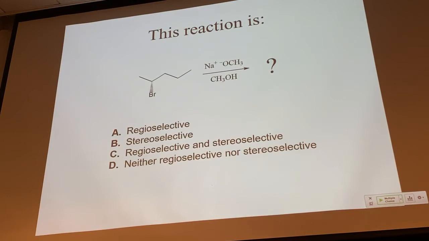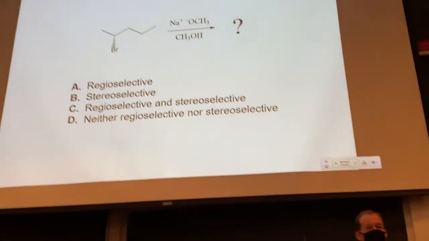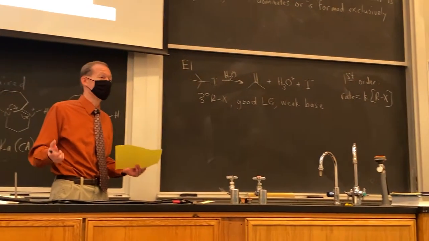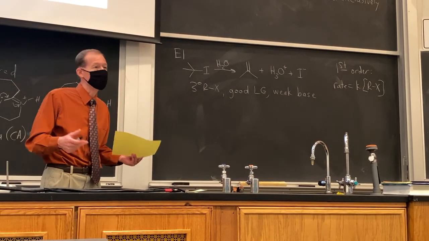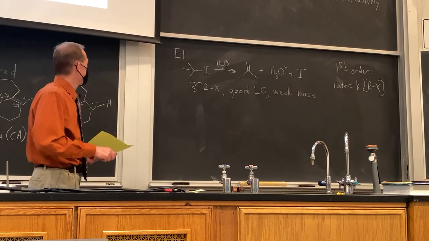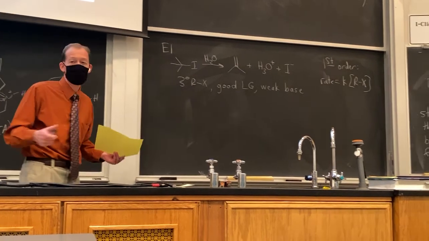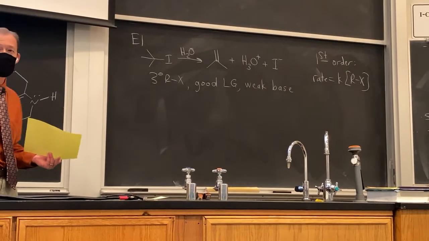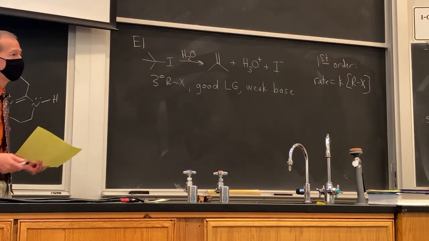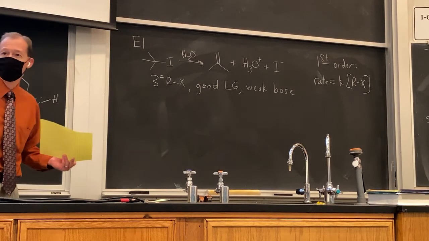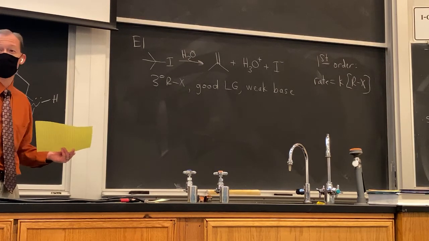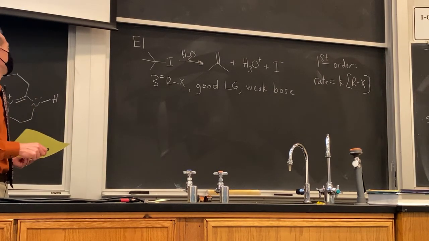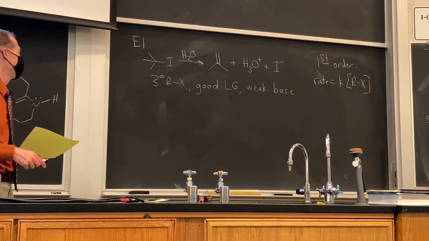All right, now we need to talk about the E1 mechanism. So just like with substitution, where we had two different mechanisms, SN2 and SN1, with elimination, we have two different mechanisms, E2 and E1. And I've drawn an example of an E1 reaction here on the board. And you'll see that in all E1 reactions, you'll see three things. You'll have tertiary alkyl halides. It's technically possible with secondary alkyl halides, but it's pretty rare, very, very slow. So most E1 reactions you'll see will be tertiary alkyl halides.